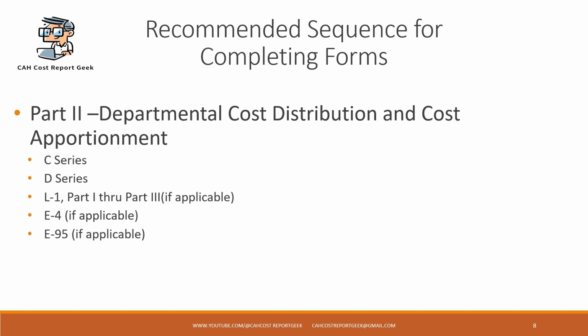Moving on to Part 2, Departmental Cost Distribution and Cost Apportionment, the order of completion is the C Series, D Series, Worksheet L1, Part 1 through Part 3, if applicable, Worksheet E4, if applicable, and Worksheet E95, if applicable.